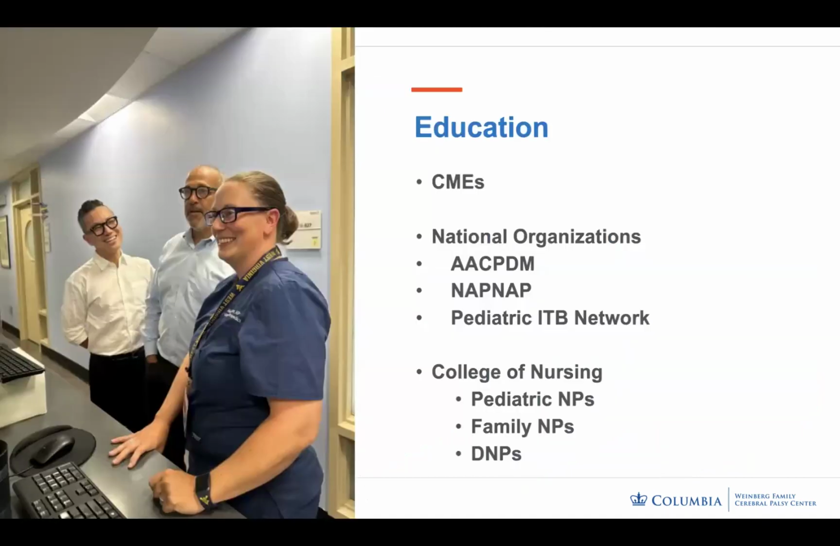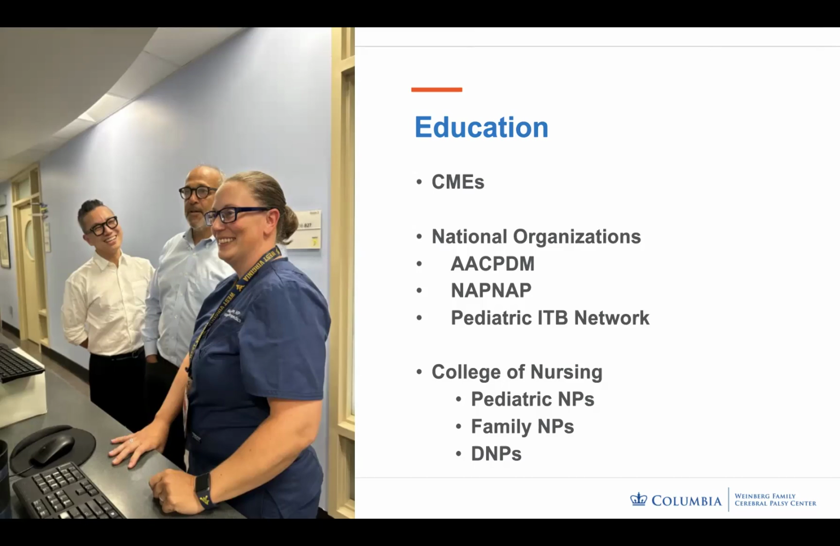And then the next one. So for the education part, I've done some directions with CMEs, both at NYU and at Shriners, and then national organizations represented. The pediatric ITB network is a little bit more interesting because this one we co-founded with Boston Children's Hospital. So that's something that a nurse practitioner can also do.